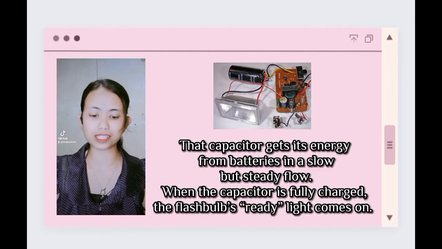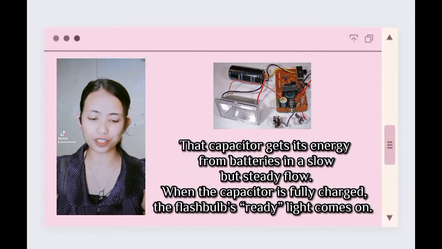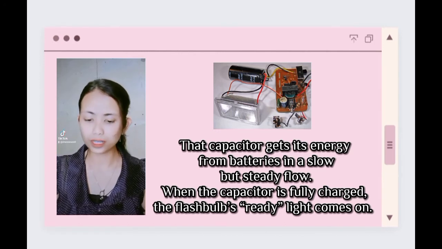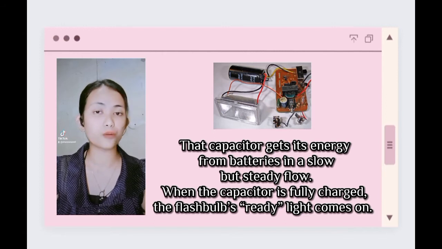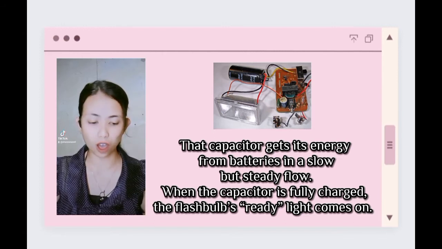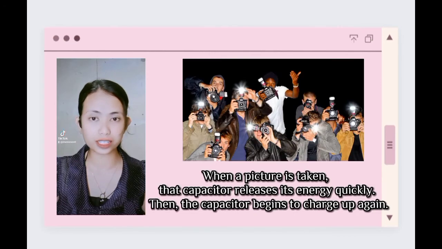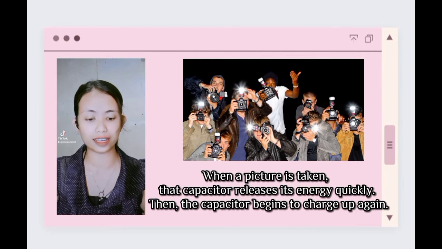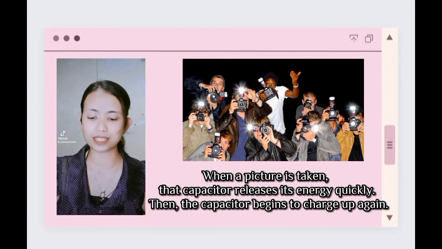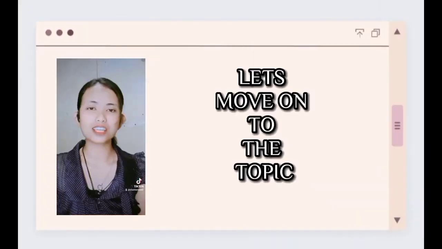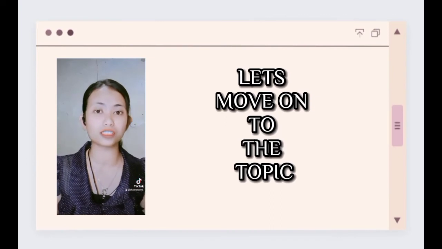That capacitor gets its energy from batteries in a slow but steady flow. When the capacitor is fully charged, the flash bulb's ready light comes on. When a picture is taken, that capacitor releases its energy quickly. Then, the capacitor begins to charge up again. So, let's proceed to electroscopes.